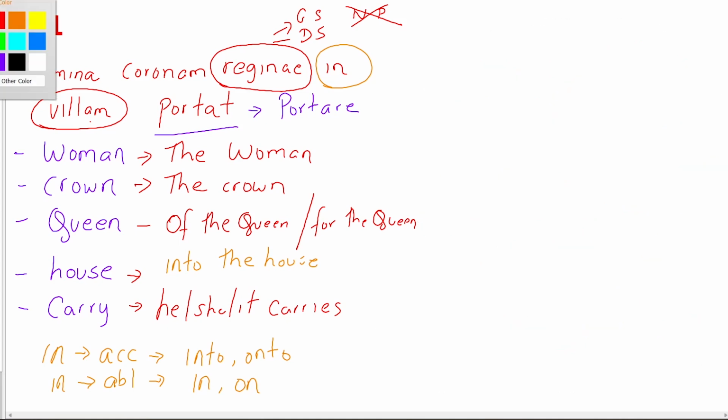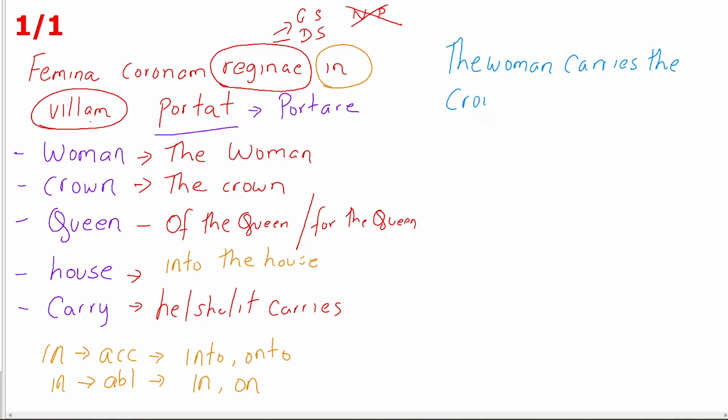So how will we put this sentence together now? Okay, let's put the sentence together. One of the ways is by just putting it in the same order. So, the woman carries the crown of the queen into the house. Now, in Latin we see most of the times the verb always comes at the end. Okay, so now take one example and solve it by yourselves.